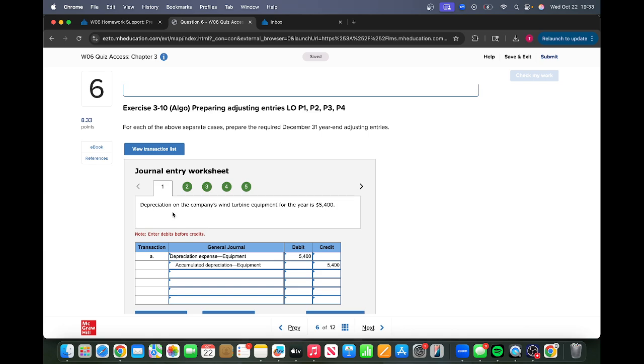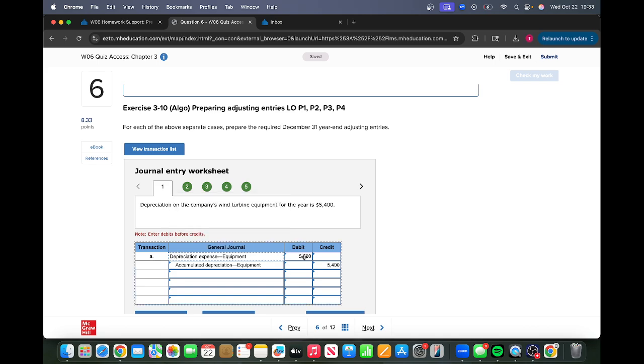For number 1, as we read, this entry is depreciation on the company's wind turbine equipment for the year is $5,400. So depreciation is an interesting concept because it is the expense that must be recorded over each period or each year. It kind of reflects the consumption or the use of equipment, and therefore it can include repairs, it can include all sorts of things. So when we're looking here from our options what to select, there's really only 2 that come to mind. Of course, depreciation expense and accumulated depreciation, and these are both for equipment.